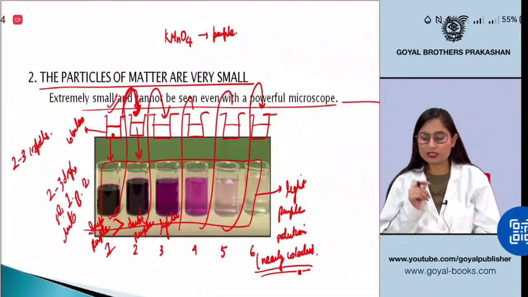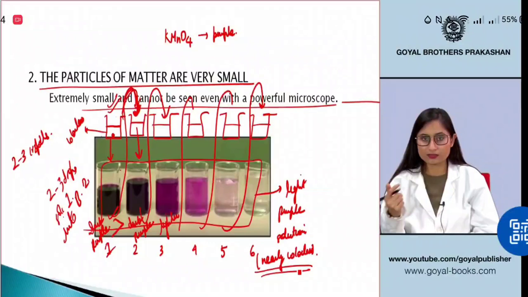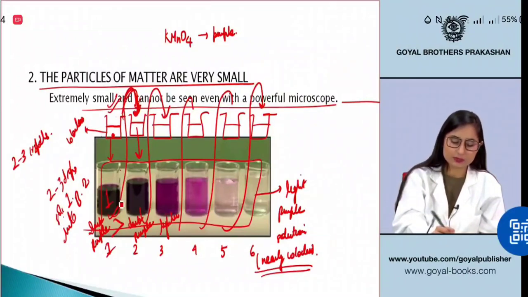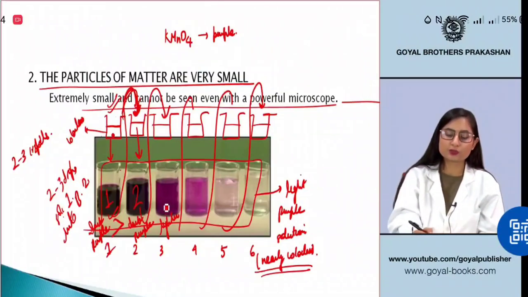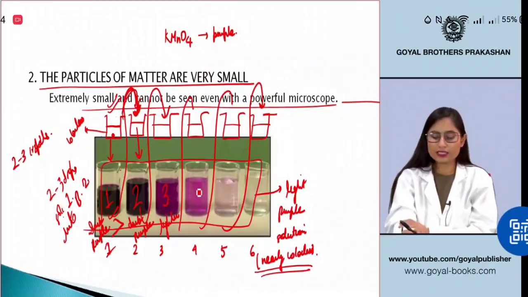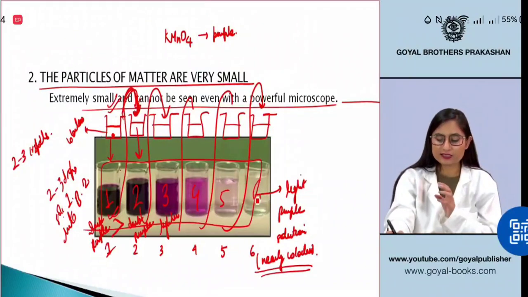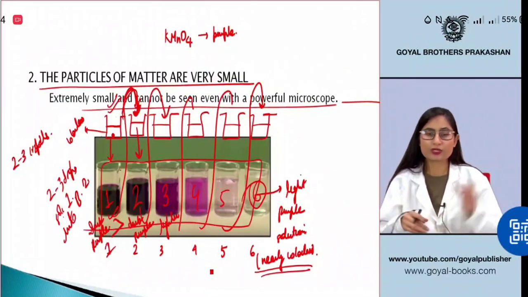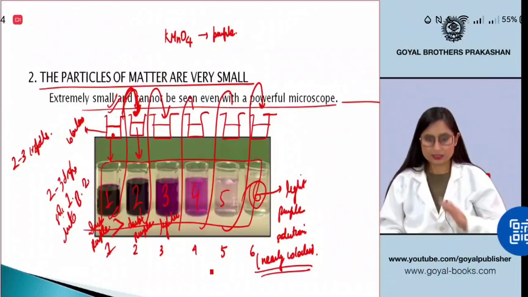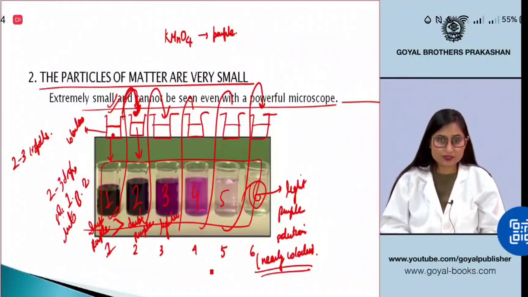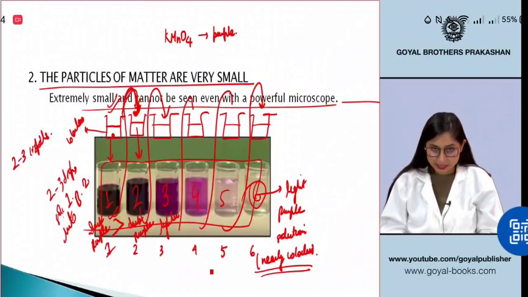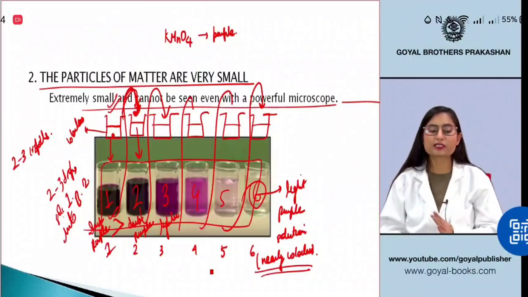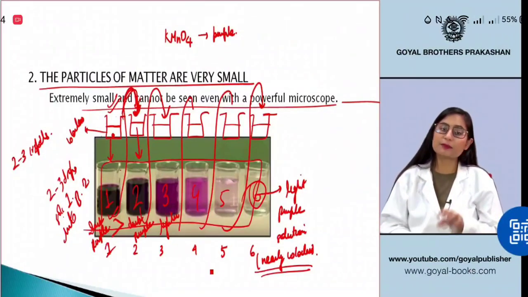Why does this happen? Because the number of particles is decreasing at every level, right? You had all the particles in the solution number 1, you had fewer particles in the 2, even fewer in 3rd, even fewer in 4th, even fewer in 5, and the least in 6th. You have very few particles in the solution number 6 because you have kept on diluting the solution, correct? It is because the particles of potassium permanganate decrease gradually from test tube number 1 to test tube number 6.